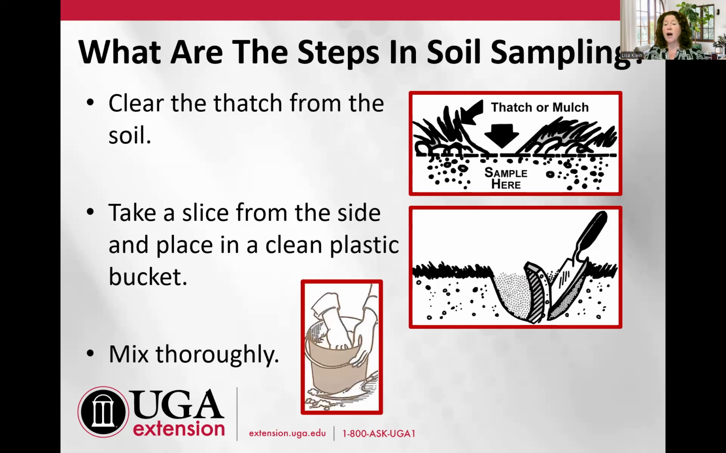So in a lawn, you're gonna clean out that thatch. You're just gonna push that grass aside because you don't want the grass in there. And then, this is a trowel, but you can use a shovel too. So take a slice from that clean area, take it down, and put it in a bucket. You're gonna do that a bunch of times, 6 times, 7 times, depending on the size of the area, and mix it thoroughly. Why? Because it's a representative sample of where you're trying to grow that particular whatever.